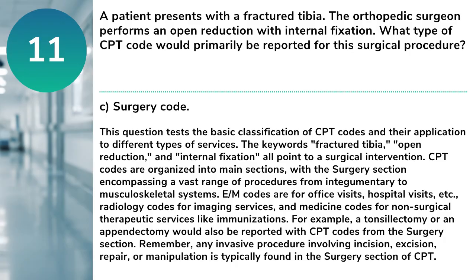Answer: C. Surgery code. This question tests the basic classification of CPT codes and their application to different types of services. The keywords fractured tibia, open reduction, and internal fixation all point to a surgical intervention. CPT codes are organized into main sections, with the surgery section encompassing a vast range of procedures from integumentary to musculoskeletal systems. E/M codes are for office visits, hospital visits, etc., radiology codes for imaging services, and medicine codes for non-surgical therapeutic services like immunizations.